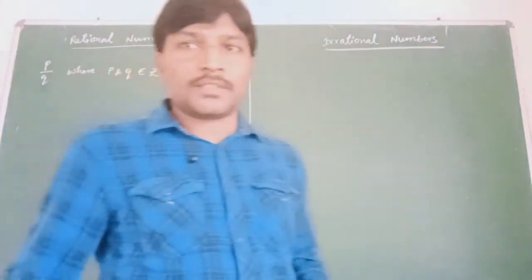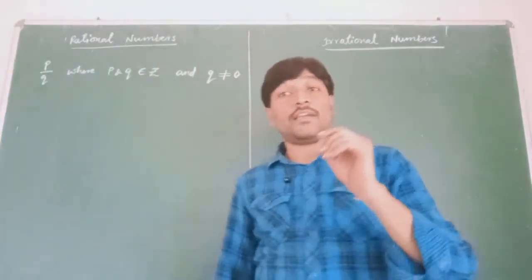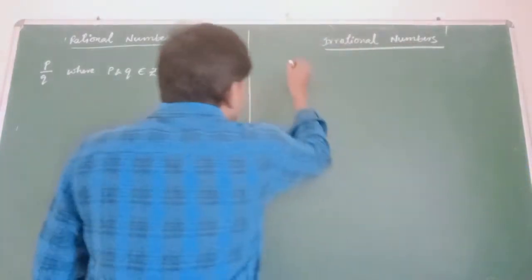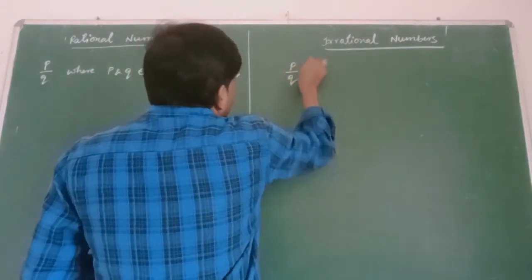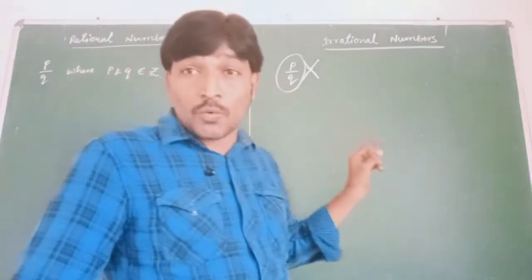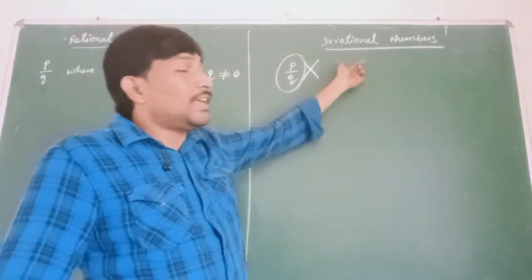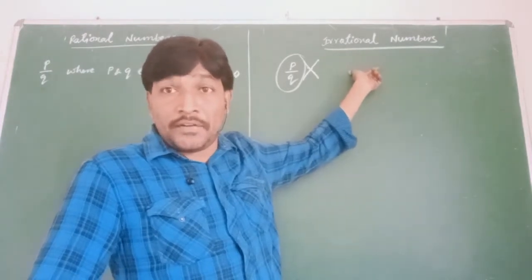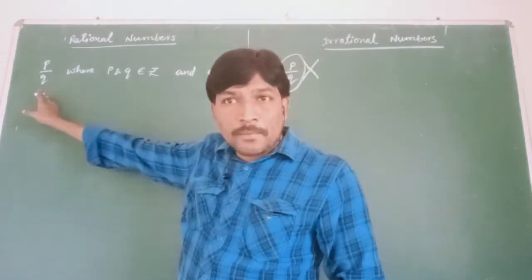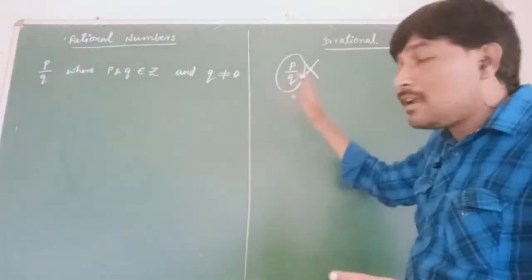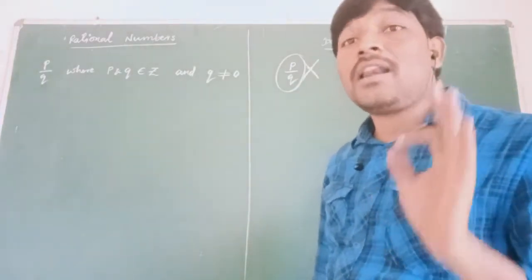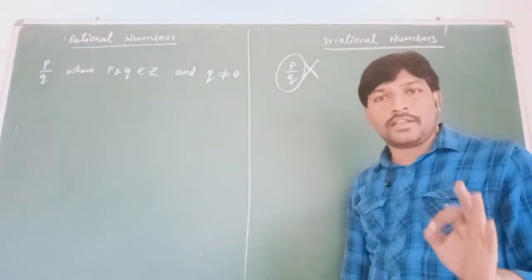And there are a few numbers which are not possible to write as a fraction, that is, in p by q form. They are called irrational numbers. The numbers which can be written in the form of p by q are rational, and those which cannot be written in the form of p by q are called irrational numbers.